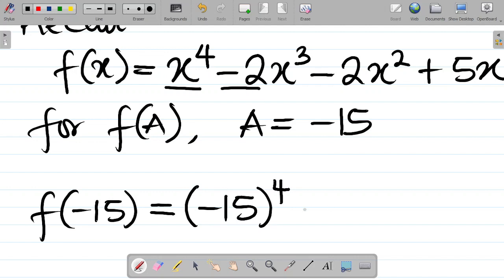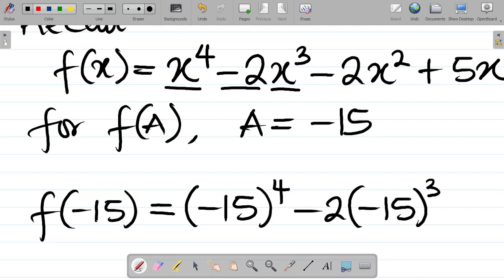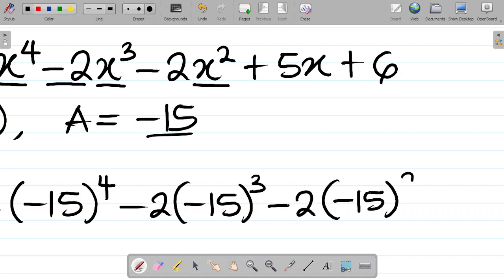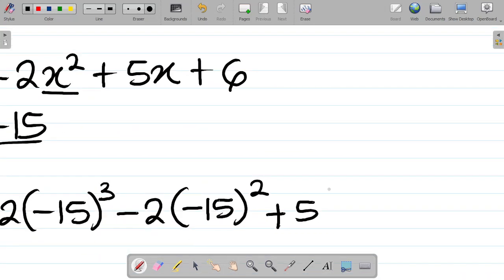Next up, minus 2 into x to the power 3. We said x is equal to a, whose value is minus 15. That's x to the power 3. Okay. Next up, minus 2 into x squared. We said x is now a, and the value of a is minus 15. So it becomes minus 15, which is x squared, so we'll square this. Then plus 5 into x. What's x there? x is minus 15. Then finally we have plus 6.